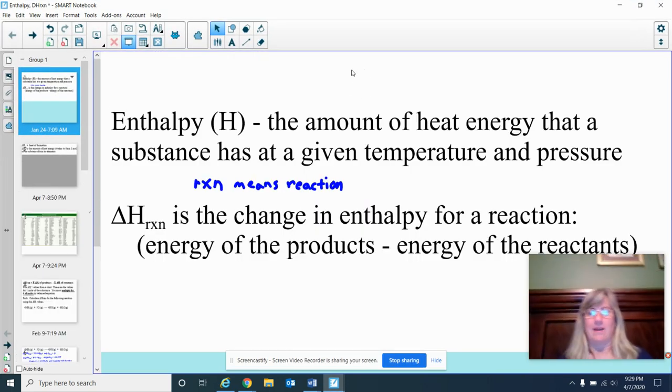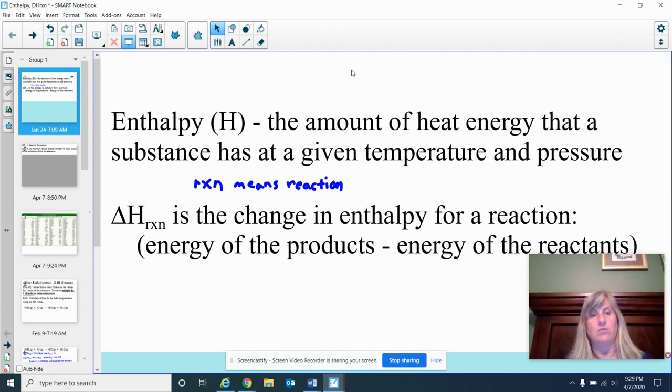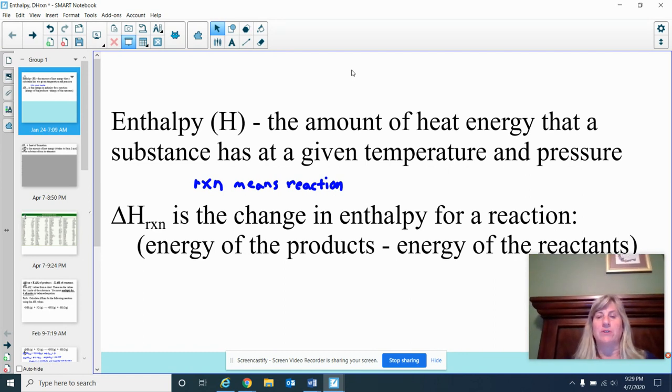Hello again. So today we're going to be talking about enthalpy, which is also known as H, delta H. We also think of that as just heat. It's really heat energy at a constant pressure. And so we kind of use it interchangeably, the word heat versus enthalpy. But the units for enthalpy are usually in kilojoules, and again, it's at a constant pressure.